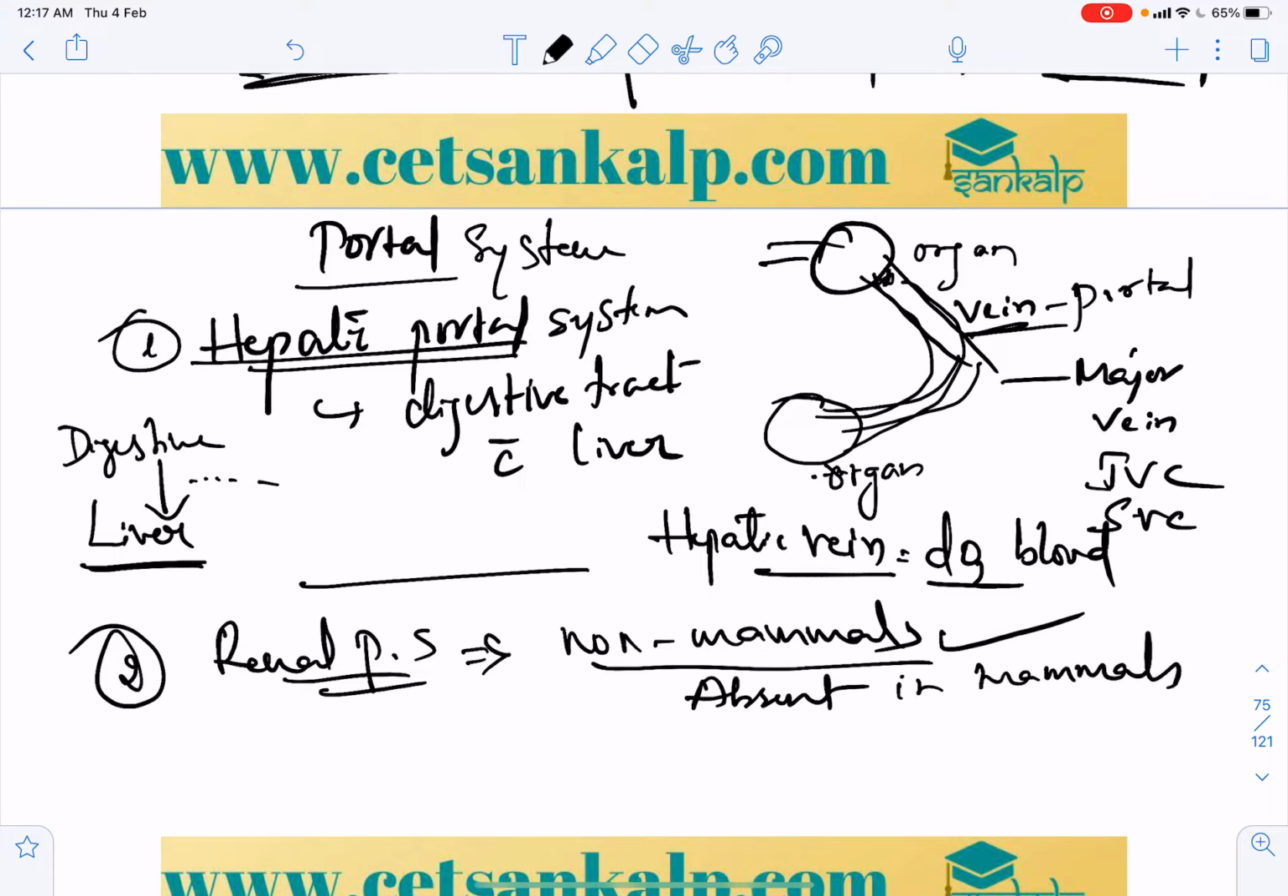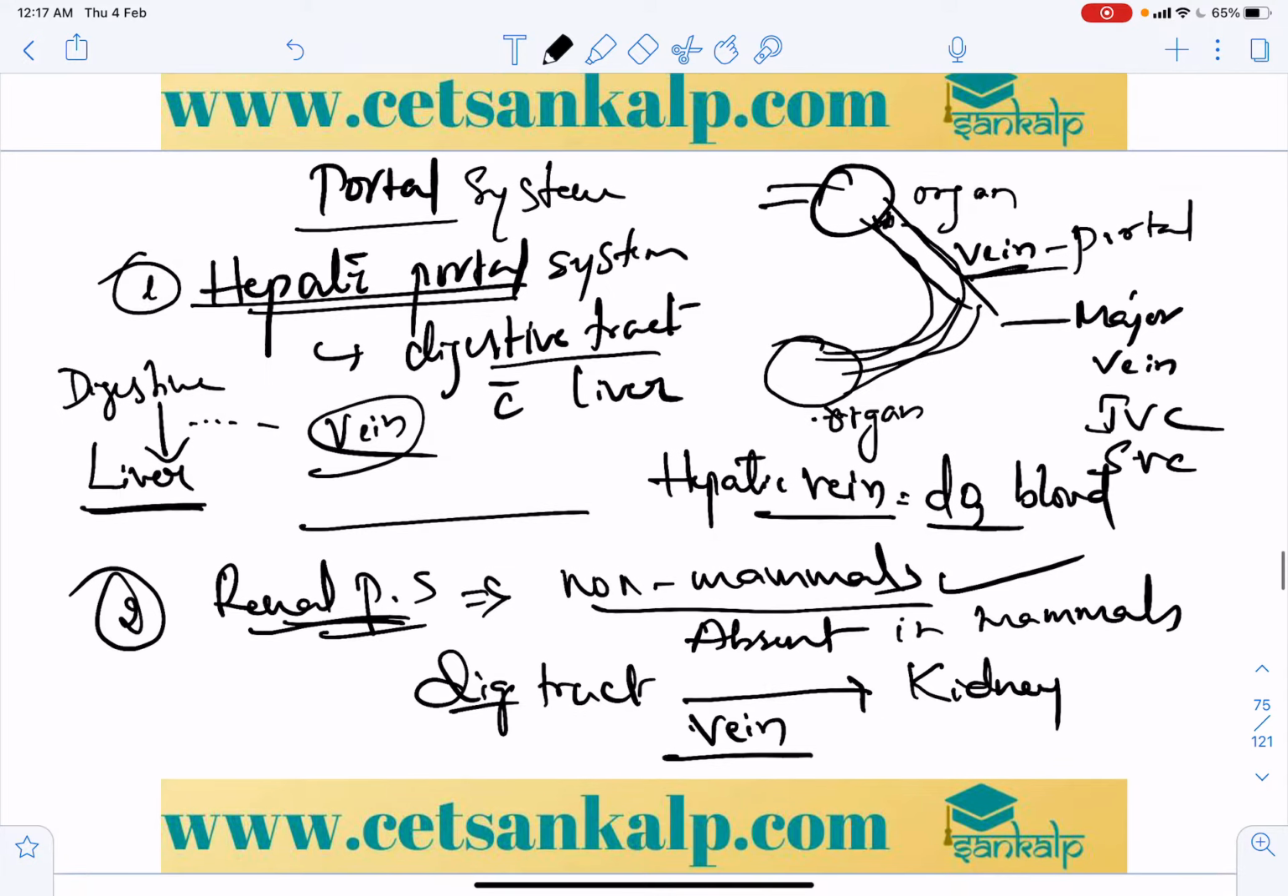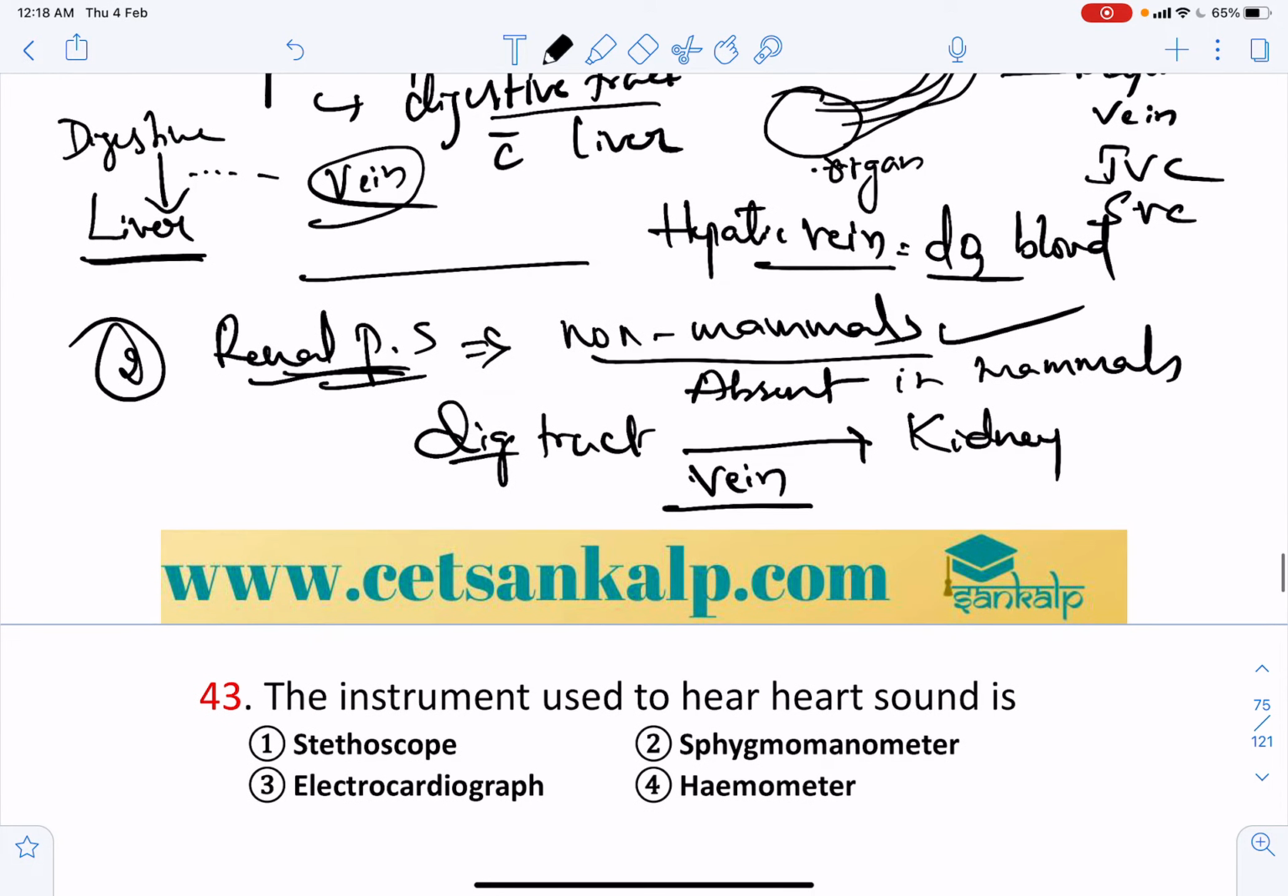What is the renal portal system exactly? It is where the digestive tract connects with the liver through a vein, and that vein is called the portal vein. Similarly, the digestive tract connects with the kidney by a vein, called the renal portal vein, and that system is called the renal portal system. And there is one more in the nervous system we can discuss.